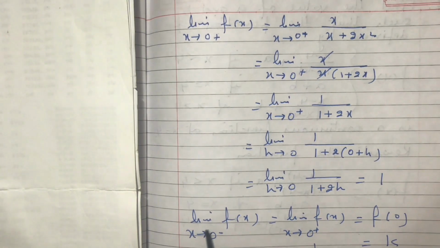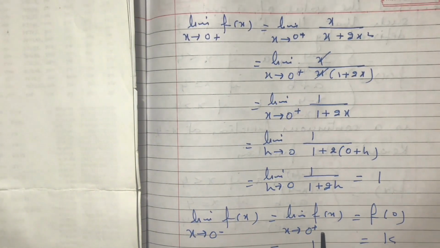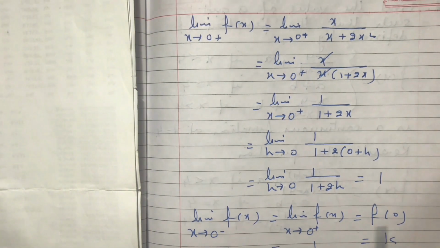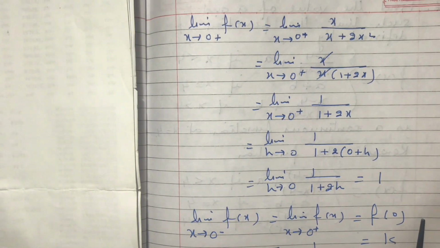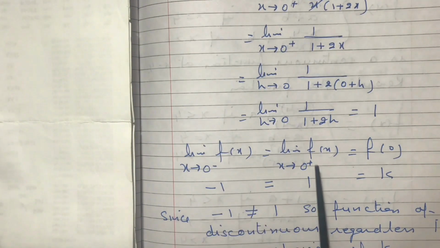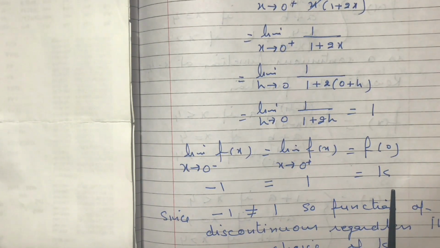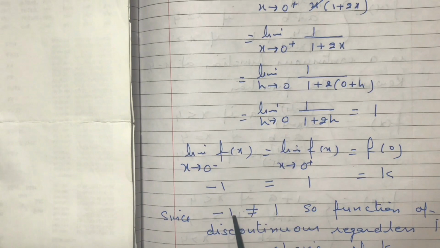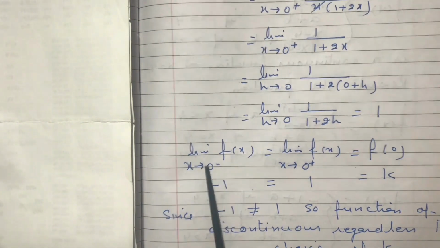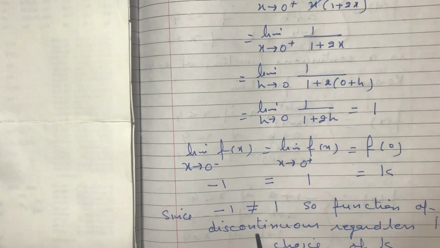So left hand limit f(x) as x tends to 0 minus is equal to limit of f(x) as x tends to 0 plus is equal to f(0). If a function is continuous, then we have this. Now we will show this function is not continuous. So left hand limit is minus 1, right hand limit is 1, and f(0) is equal to k. Minus 1 is not equal to 1. It shows left hand limit is not equal to right hand limit. It shows function is discontinuous.